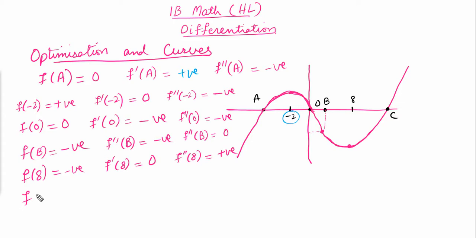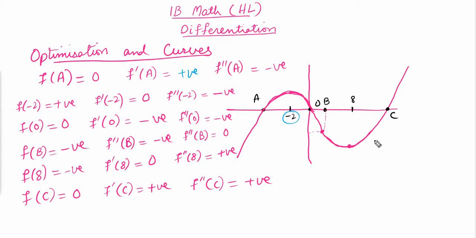And then the last point, that is f of c. So f of c is equal to 0. F dash of c will be a positive number, because if we draw a tangent at this point, it will give us a positive gradient. Then f double dash of c will be positive, because this curve is concave up.